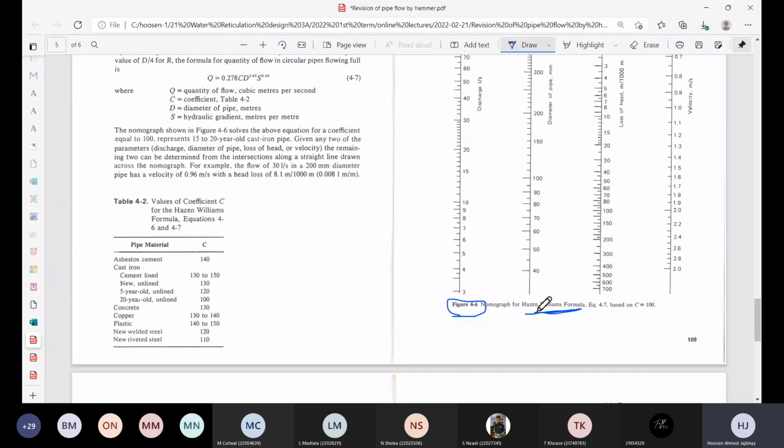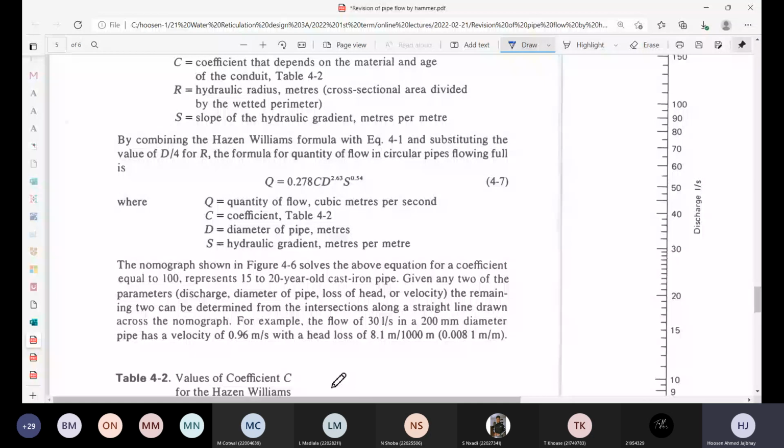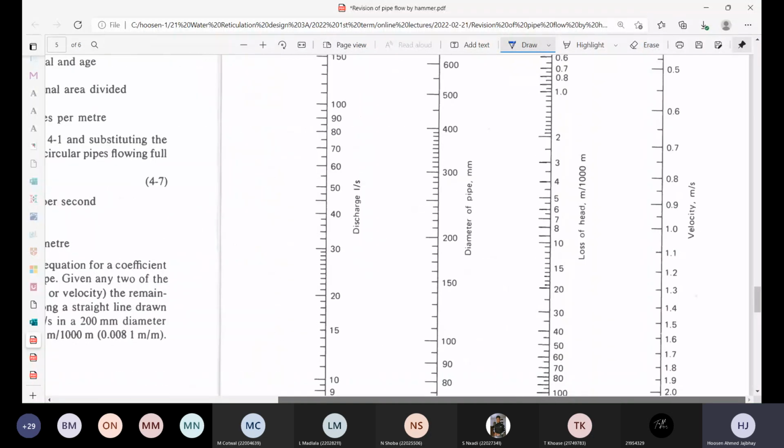And the way it works is you have 4 unknowns. You have the discharge. If you look at the graph here, let me just enlarge it a bit so you'll be able to see it clearer on the screen. Let me just go here. And you can see there are 4 vertical lines, and each one has a separate heading. The first one is the discharge in liters per second. So that will be your Q, capital Q.